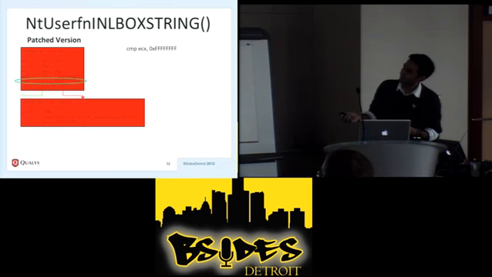Okay, so we know that there was an additional instruction: compare ECX, FFFFFFFF. This is nothing but the 2's complement of -1. So what it is trying to do is compare the value of ECX with -1. Let's see.